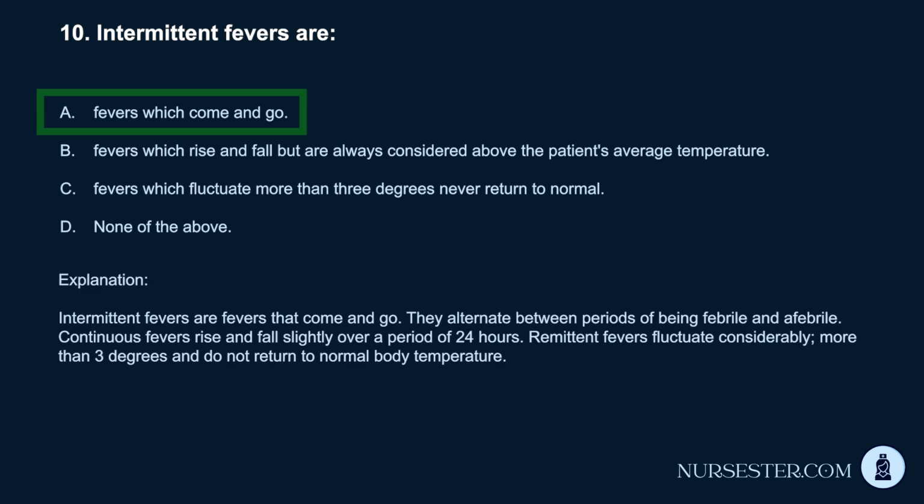Intermittent fevers are fevers that come and go. They alternate between periods of being febrile and afebrile. Continuous fevers rise and fall slightly over a period of 24 hours. Remittent fevers fluctuate considerably, more than 3 degrees, and do not return to normal body temperature.